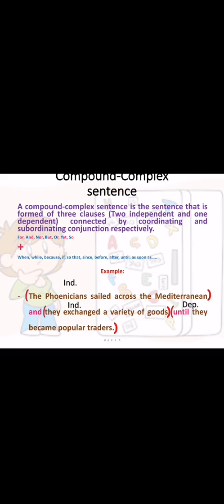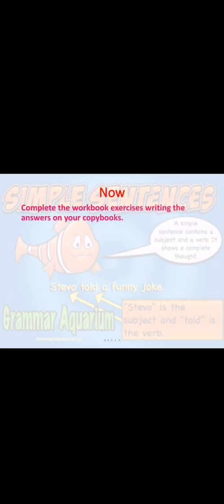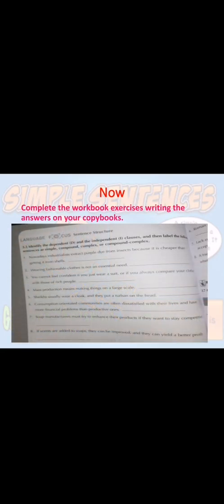Now, complete the workbook exercises, writing the answers in your copybooks. Identify the dependent and the independent clauses, and then label the following sentences as simple, compound, complex, or compound complex.